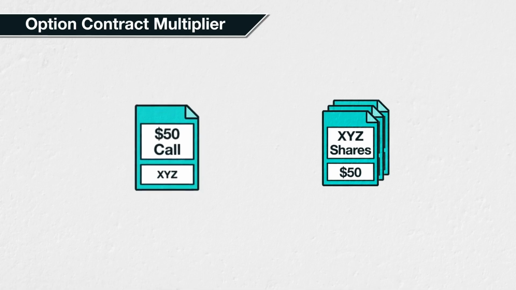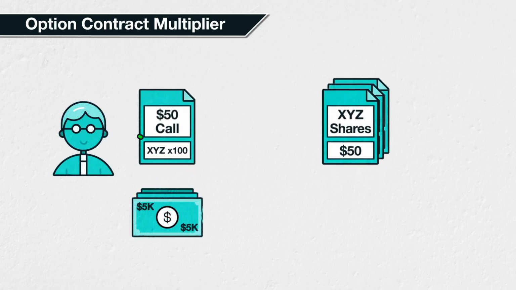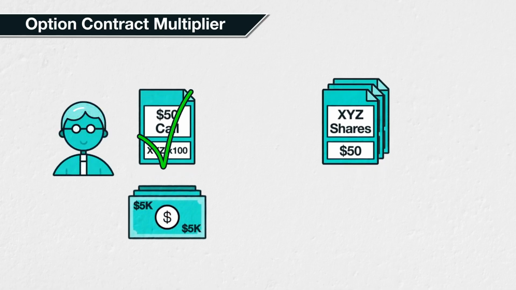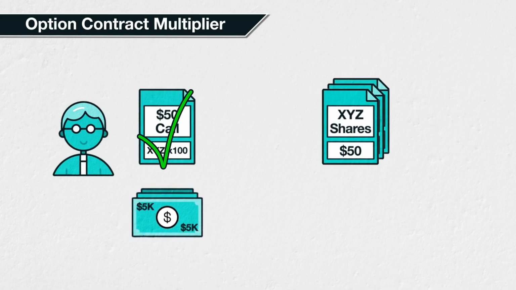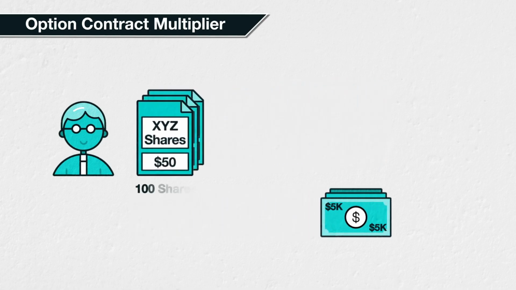Take the example of the physically settled call option from the previous lecture. The trader purchased a call option for stock XYZ with a strike price of $50. They then exercised their option to buy XYZ at $50 per share. The multiplier is 100, so this option contract controls 100 shares of XYZ. Therefore, when the trader exercises the option, they will pay $5,000, which is calculated as the $50 strike price multiplied by the 100 multiplier. And they will receive 100 shares of XYZ.